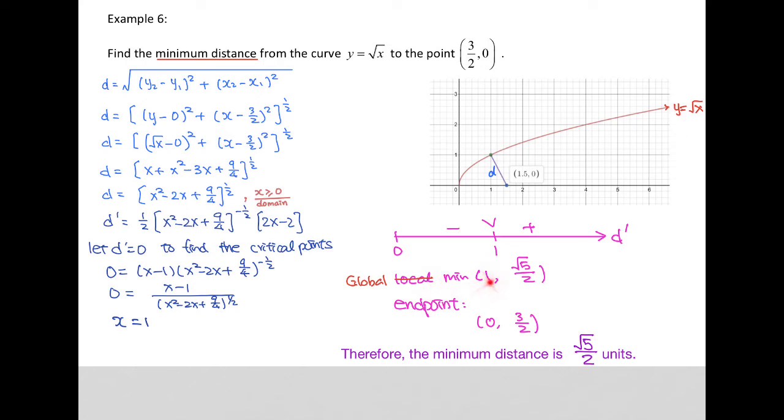And that's checked with our endpoint, x equals 0. Substitute those two x values into the original distance function to find the distance. We will see root 5 over 2 for x equals 1 and 3 over 2 for x equals 0. Because root 5 over 2 is smaller than 3 over 2, we say this is our absolute minimum. Therefore, the minimum distance is root 5 over 2 at x equals 1.